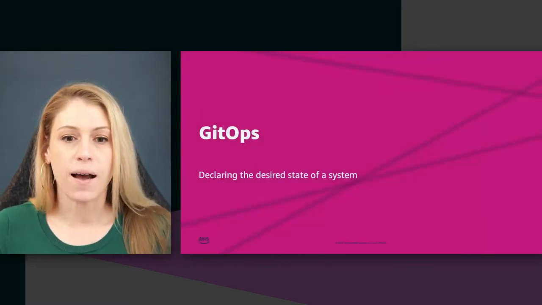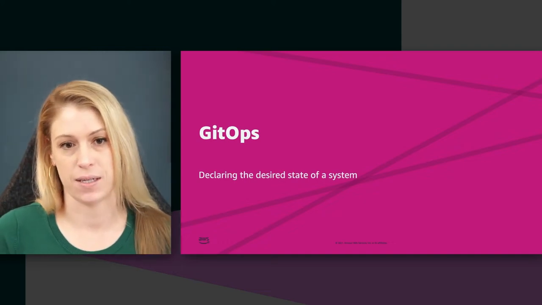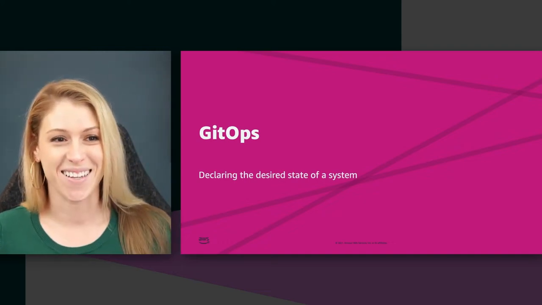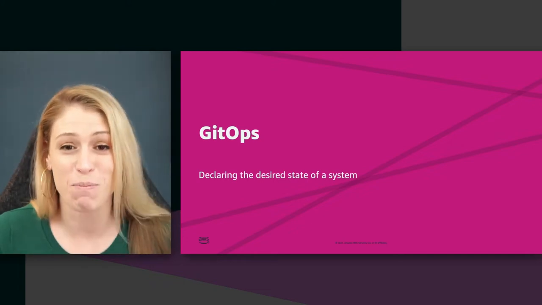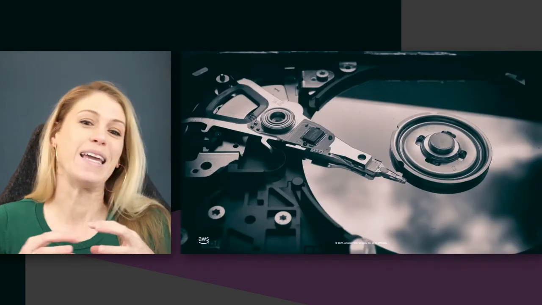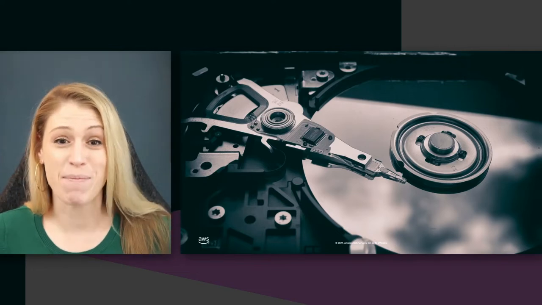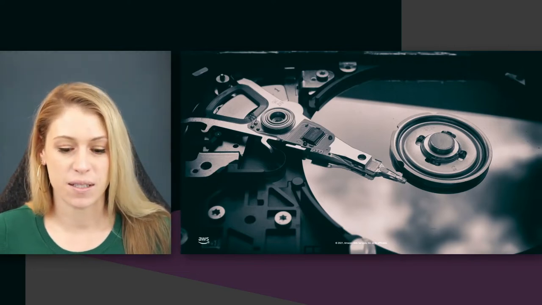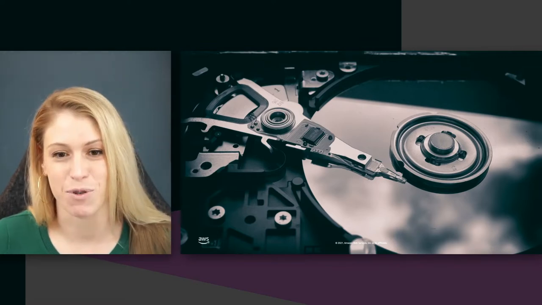Broadly speaking, GitOps is a way of declaring the desired state of a system. But more than that, it's a way of capturing complexity so that the human brain can keep up. Our brains are capable of incredible memory storage and recall, but there are limits. And the truth is, our systems have long exceeded the ability of our brains to keep track.